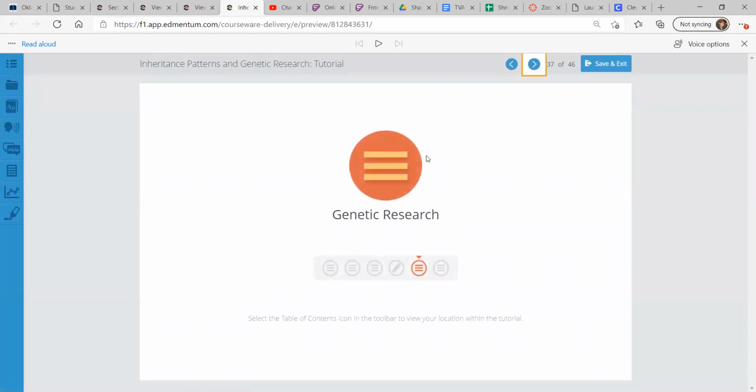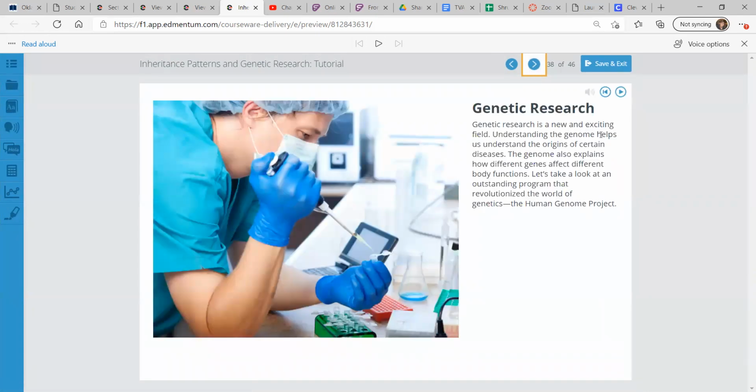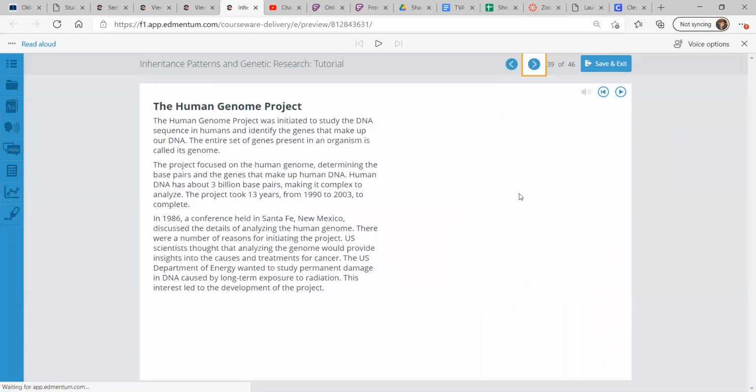All right, so moving on to the final section, genetic research. Genetic research is a newer and exciting field in science. Understanding the genome helps us understand the origins of certain diseases. The genome also explains how different genes affect different body functions. Let's take a look at an outstanding program that revolutionized the world of genetics, known as the Human Genome Project.